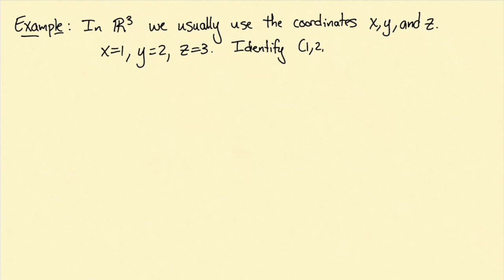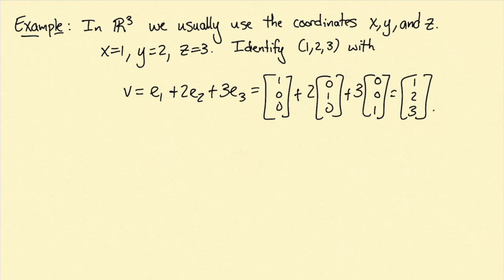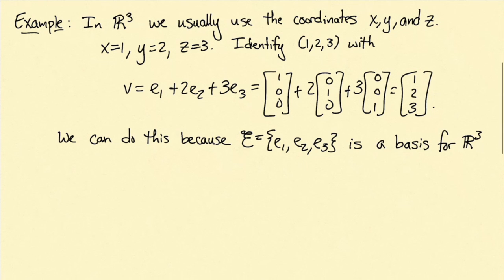We identify the point (1, 2, 3) with the vector v, which can be written as e1 plus 2e2 plus 3e3. We're able to do this because the set of vectors script E equals {e1, e2, e3} is in fact a basis. Now, we know from our previous videos that there are other bases other than the standard basis.